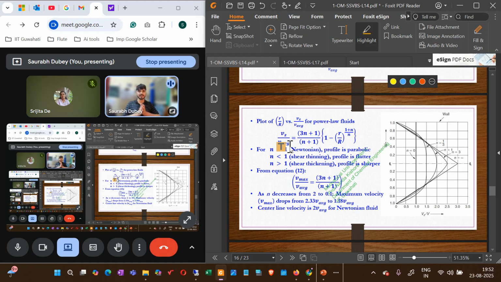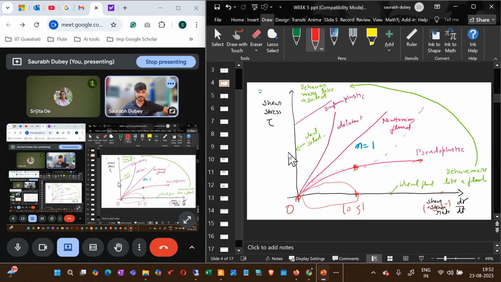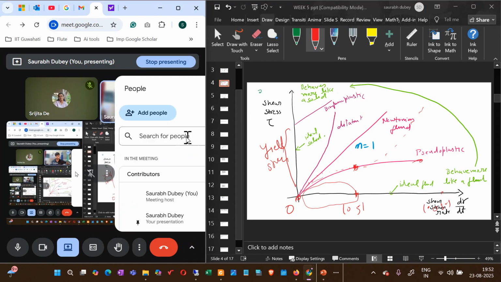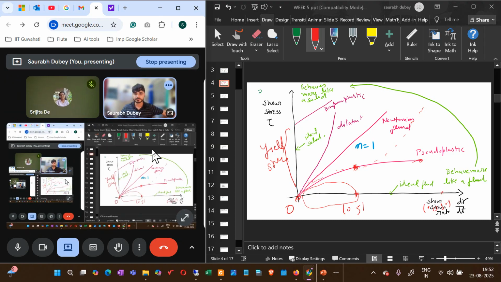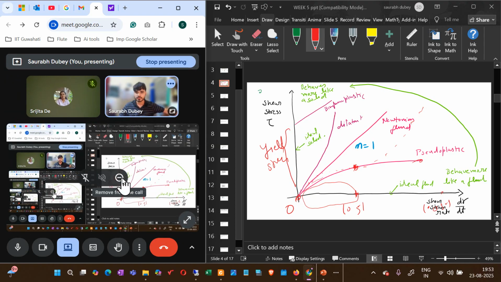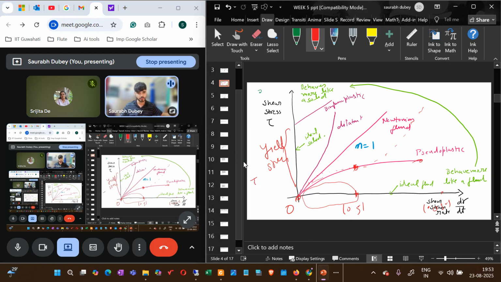So far we have not considered the fluids which have this yield stress, right? What is yield stress? We have already talked about it. Yield stress is this value, right? This value, yield stress. So this is yield stress, and in our models it is tau naught B for Bingham and tau naught H for Herschel-Bulkley fluid. This is coming into the picture.